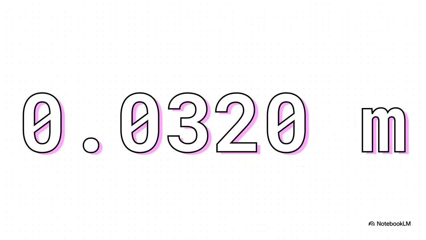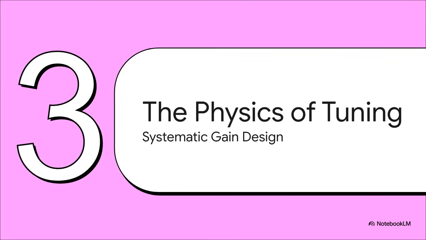And here is the payoff. By combining position tracking, velocity tracking, and that feed-forward control, our mean absolute tracking error shrinks down to an incredibly tiny 0.0320 meters. That is just 3.2 centimeters of error while actively chasing a moving target. Pretty amazing, right? Okay, let's step up to Level 3, the physics of tuning.